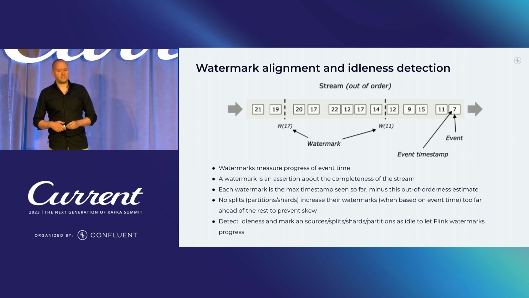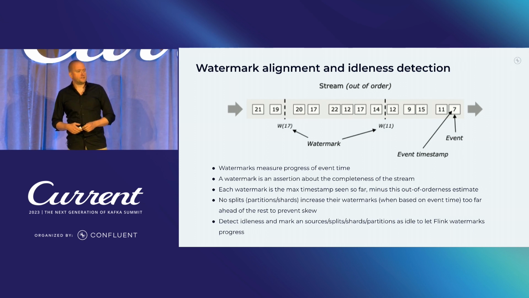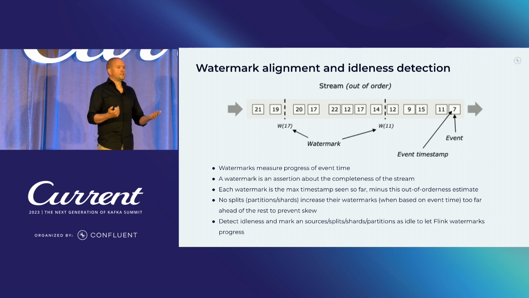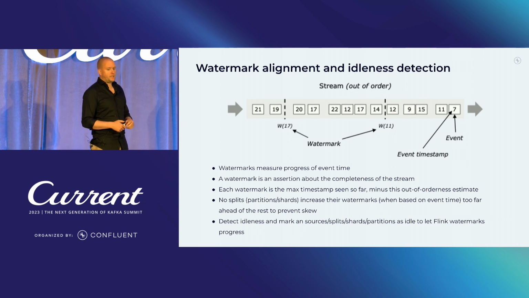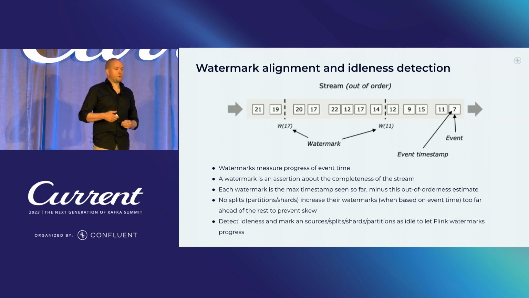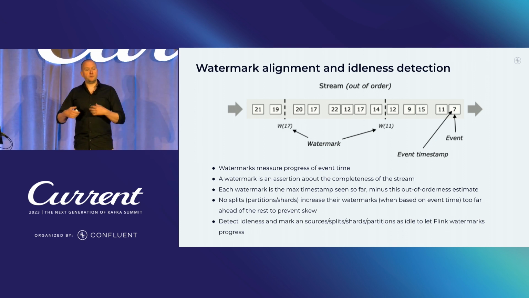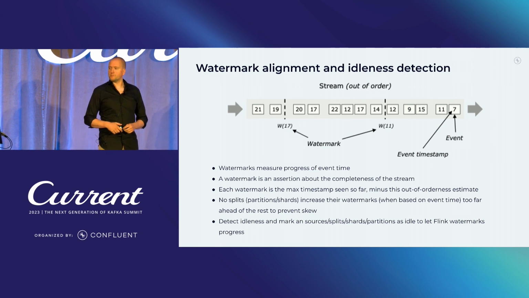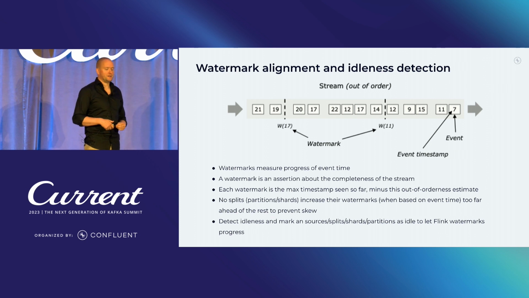Another thing can also happen. Without idleness detection, you could have a situation where Flink is not progressing the watermark anymore because there's no data coming in. But if you have a proper way of detecting idleness, you can mark a source, or split, or shard, or a partition as idle. And that will help Flink progress or mark that watermark as progressing.